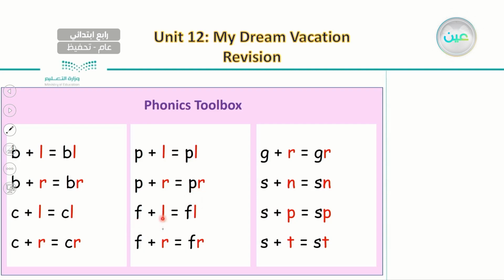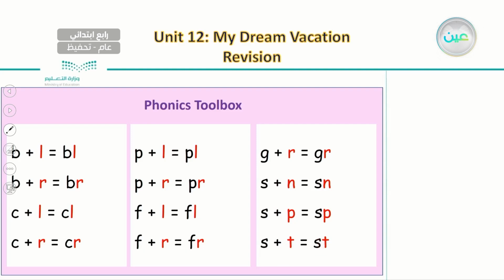The same goes here. We have F and we have L. Then we will have a sound as in flower. The same goes here. We have F and R. If we add them together, we'll have a sound as in fries. And with G and R, we'll have a sound as in green. And with S and N, we'll have a sound as in snail. And here with S and P, we'll have a sound as in sport. And with S and T, we'll have a sound as in star.